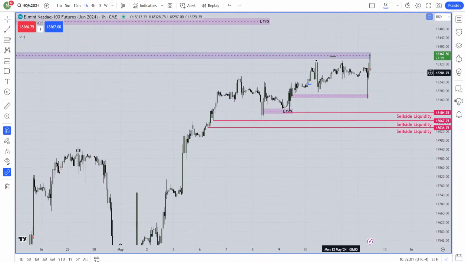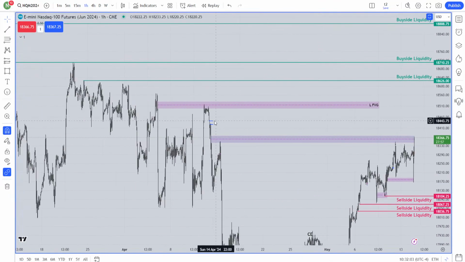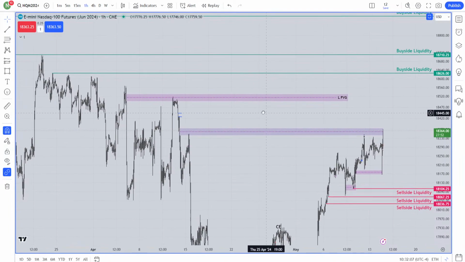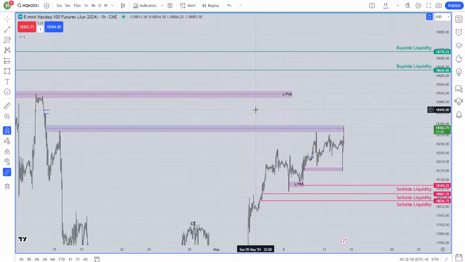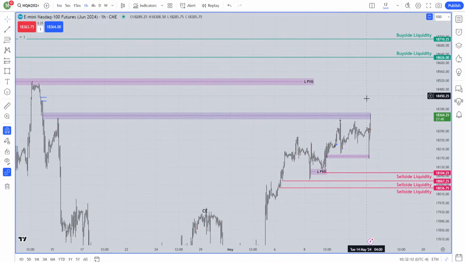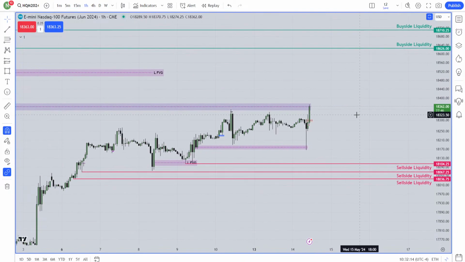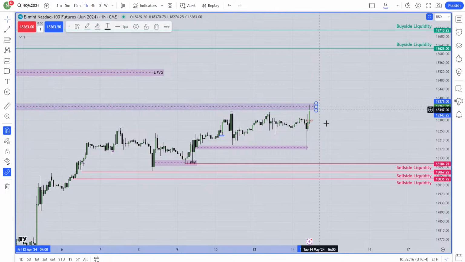Above this fair value gap, I have another fair value gap around that area. I will mark them later, not now. Okay. All I would love to see is that this fair value gap will hold the price.